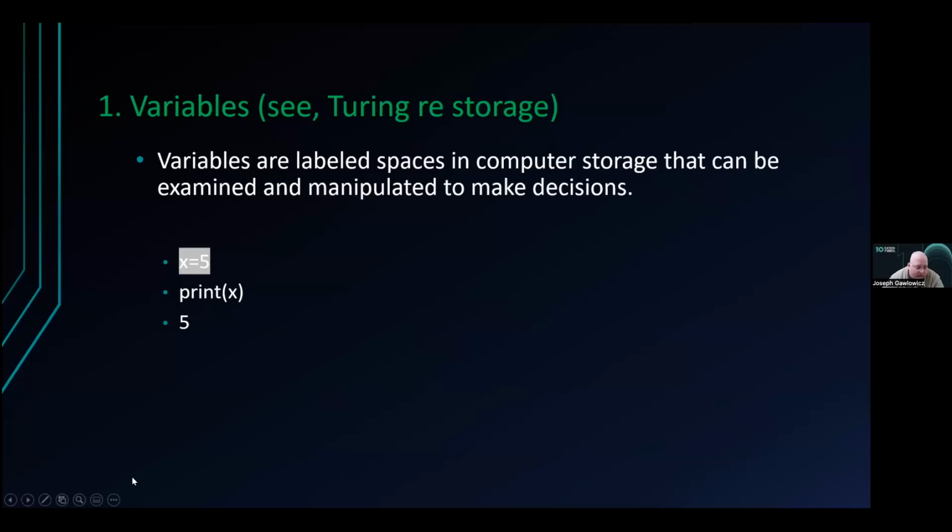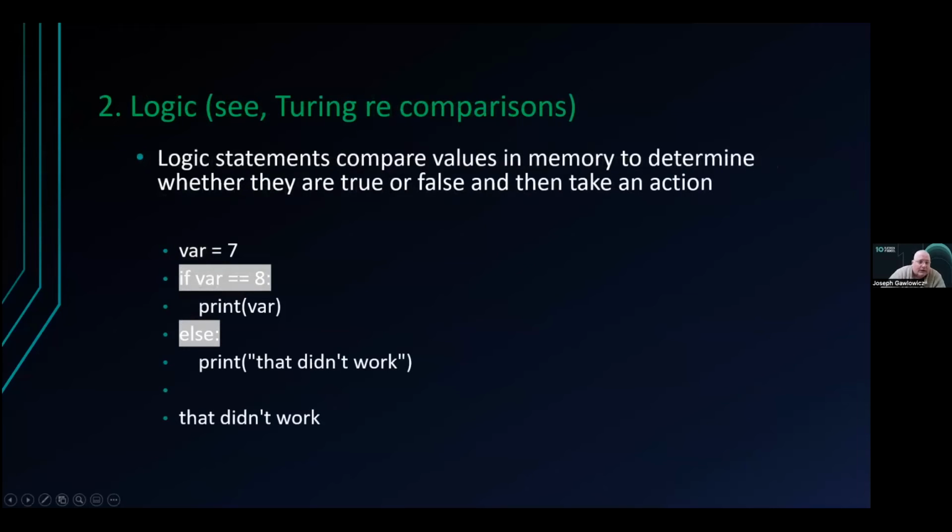Okay, I'm going to keep blowing through these because, again, I want to make sure we cover them and give us plenty of time to chat about the program and other stuff. Logic statements, they compare values. Okay, we're usually comparing two values. Now, you can have much more complicated logic, but at their core, it's always one thing. So at the top line here, var equals 7. Var is my variable. If the variable equals 8, then print the variable. But if it doesn't, print that doesn't work. It's that simple. You're making a choice based on the value of a particular thing.